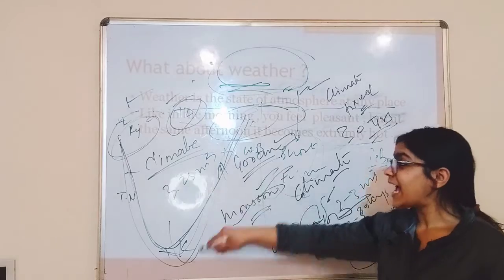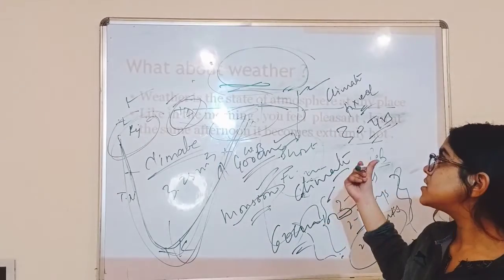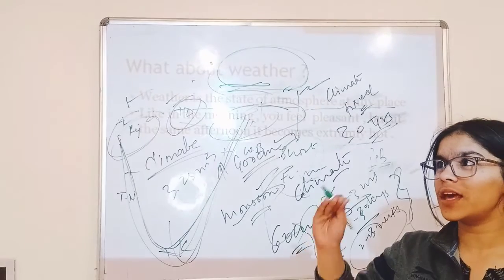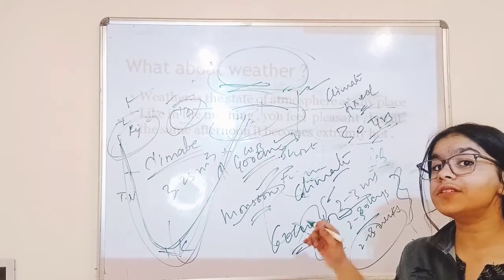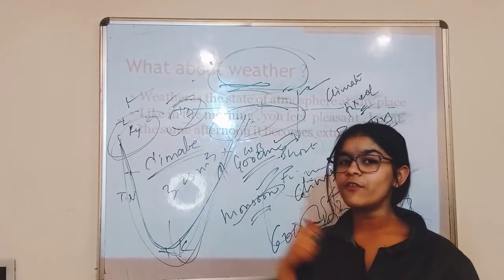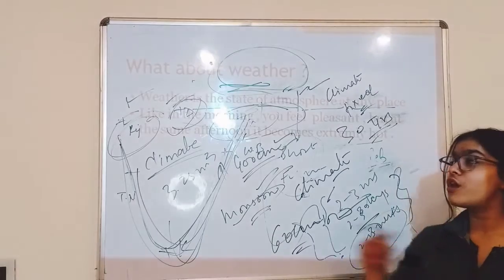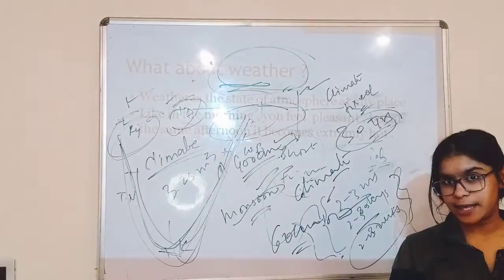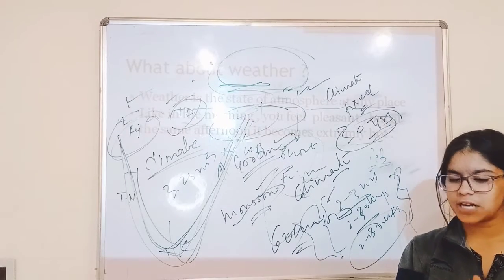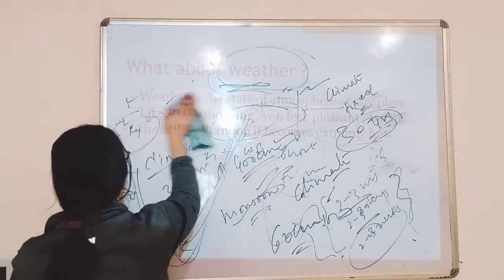So, a climate refers to the sum of all the weathers, right, over a large area for a long period of time, right? I hope now you got the difference between weather and climate.